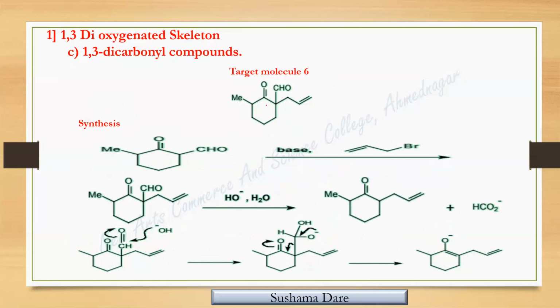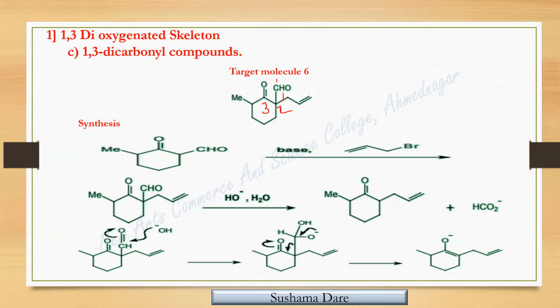Now in this target molecule, number it from any direction. One, this is number 2, number 3. Now the question arises here: there is one more side chain, and that can be possible only if number 2 carbon has a more acidic proton. So the first disconnection is, you disconnect this chain in the direction of 2.